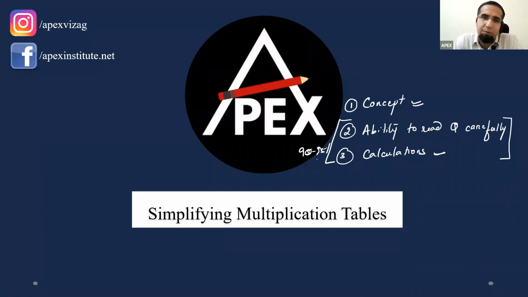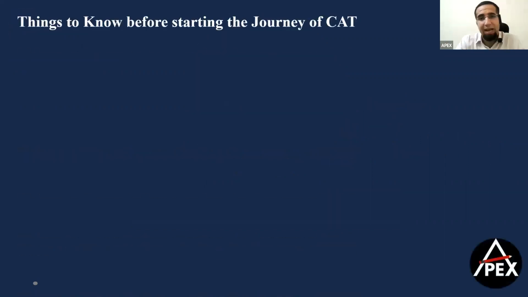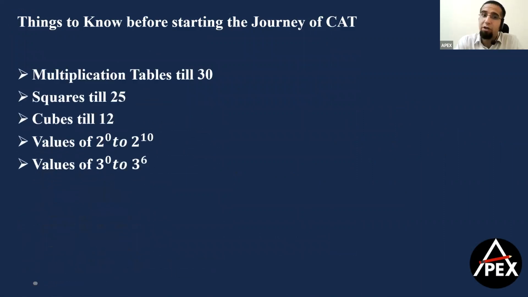Now, why did I start with simplifying multiplication tables? Because whenever we start preparing for CAT, if you Google around things to know before you start your journey for CAT on the quantitative aptitude side, people might say you need to learn multiplication tables till 30, squares till 25, cubes till 12, values of 2 from 2 to the power 0 till 2 to the power 10, and values of 3 from 3 to the power 0 till 3 to the power 6. I would definitely agree with these points, guys. These are very important, and these will also be your homework for today's class.